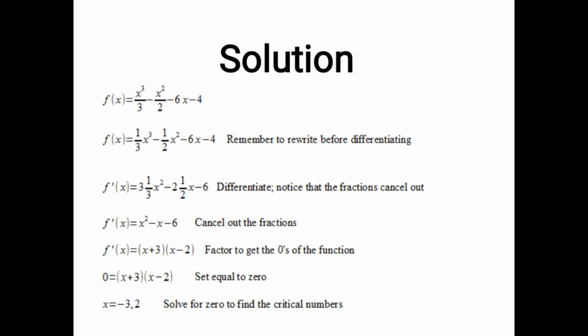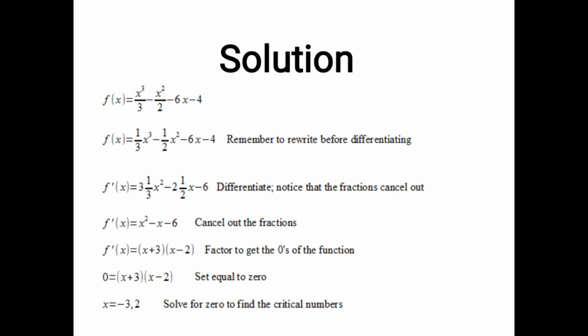Now this is the solution. Look at the function x cubed over 3 minus x squared over 2 minus 6x minus 4, and find the first derivative. We have the power, which is 3, times the coefficient, which is 1 over 3, then the power minus 1, giving 2. Differentiating x cubed over 3, we have x squared. Differentiating minus x squared over 2, we have minus x. Differentiating minus 6x gives minus 6. Differentiating minus 4 gives 0.